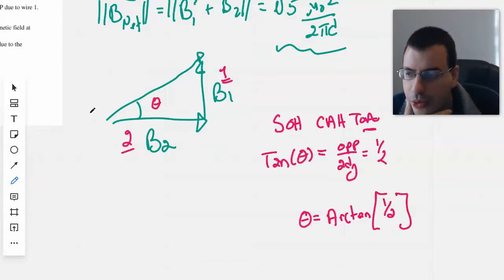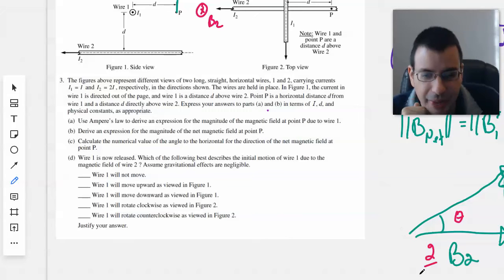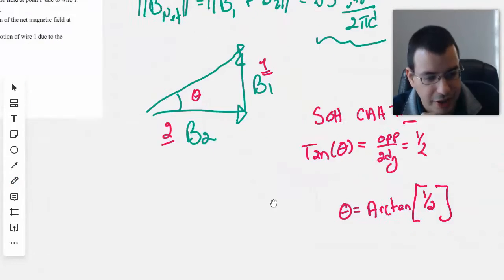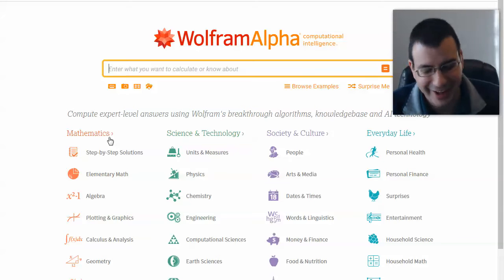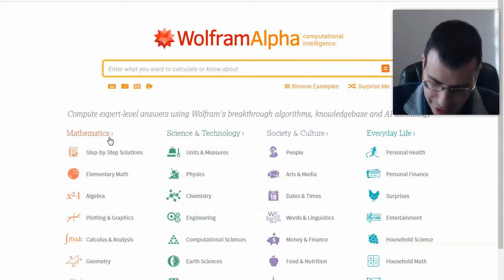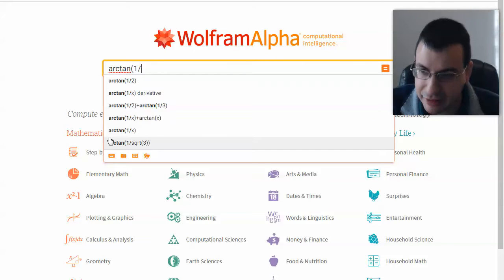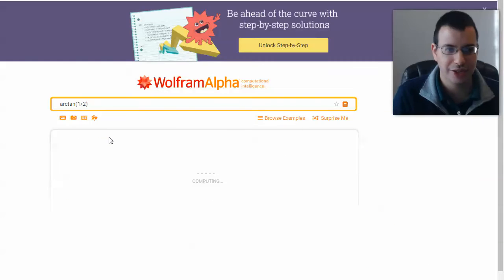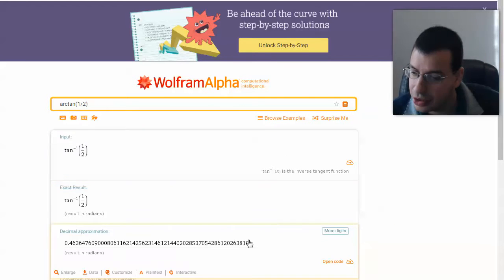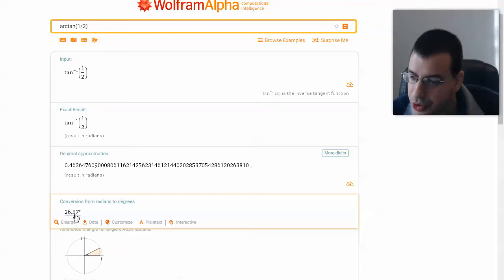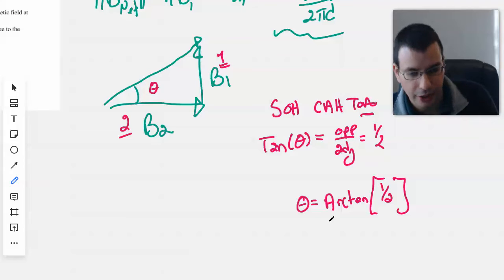Okay, so calculate the numerical value of the angle to the horizontal for the direction of the net magnetic field at point P. Okay, and this is going to be calculator, or in my case, Wolfram. I love Wolfram. Okay, arctan of 1/2. And it'll probably give us this in radians, which I don't care. But I want a, ooh, yes. No, that's radians. 26.57 degrees.